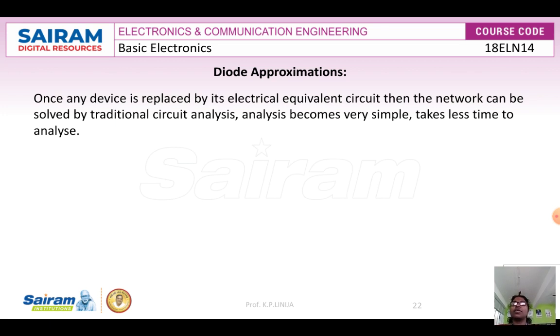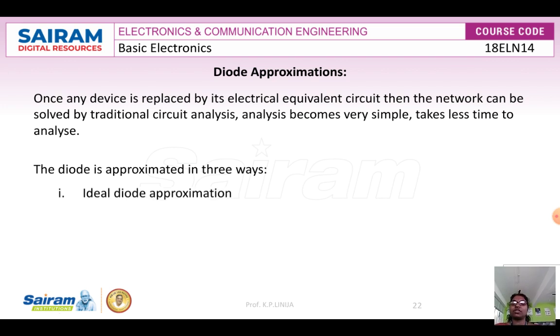Suppose any device needs to be replaced by its electrical equivalent circuit. Then we need to work out the network by traditional circuit analysis. Once we use the circuit analysis method, the analysis becomes very simple, and the time required for the analysis is very less.